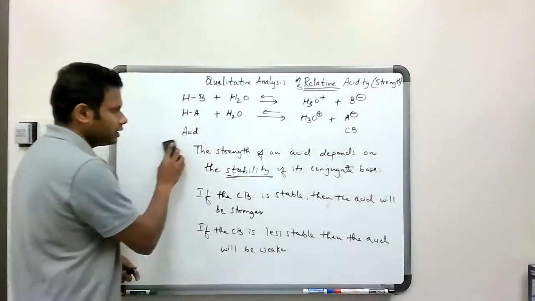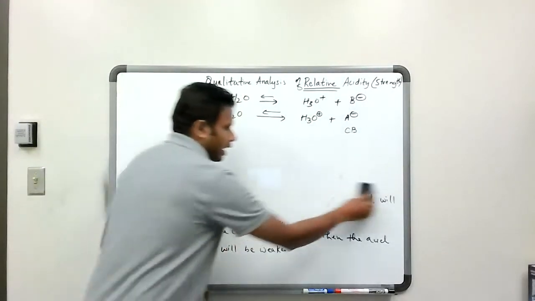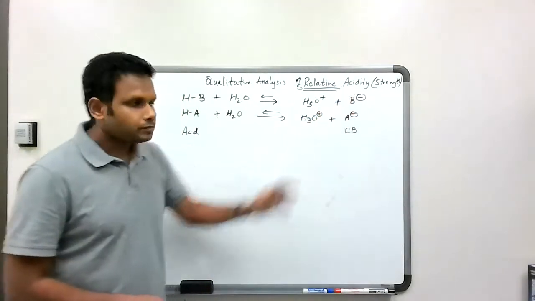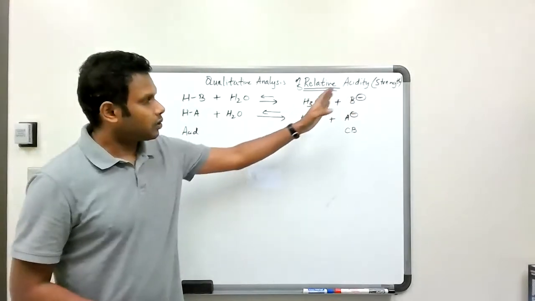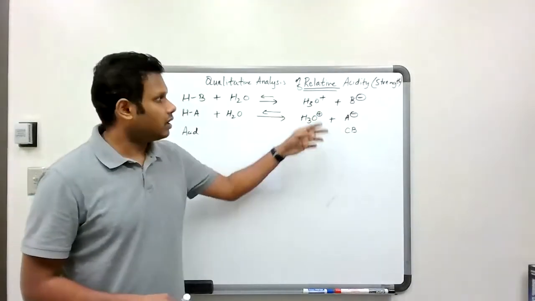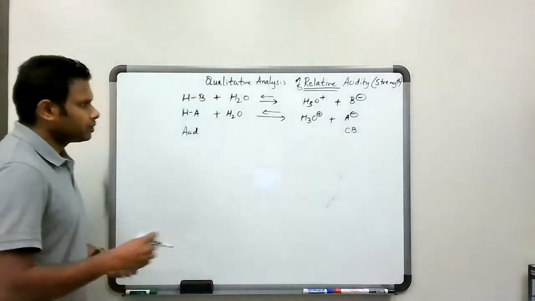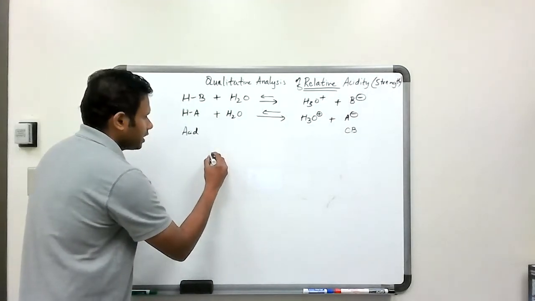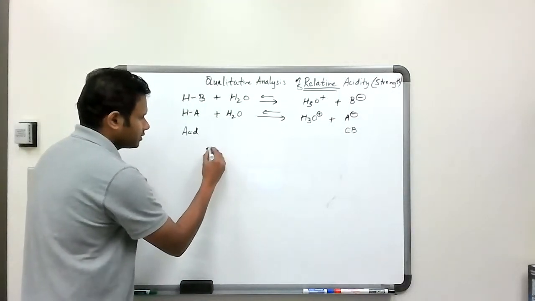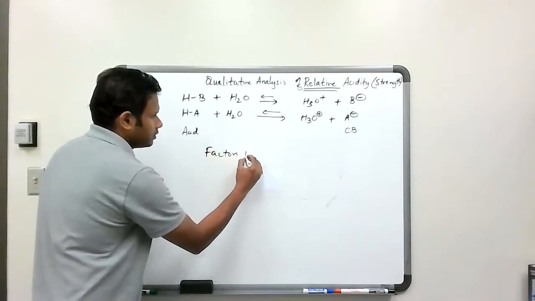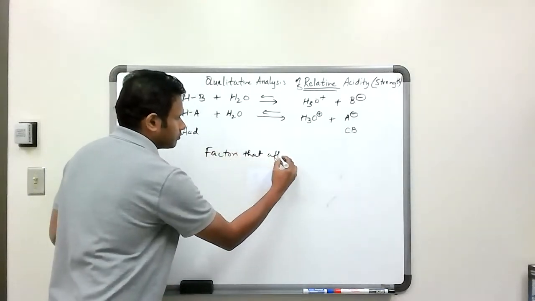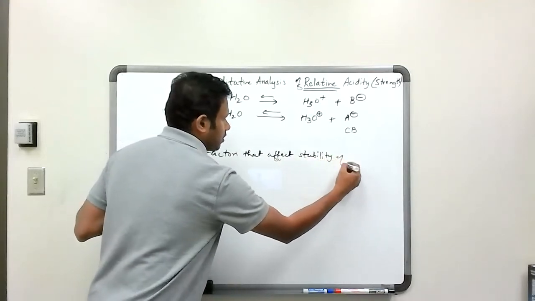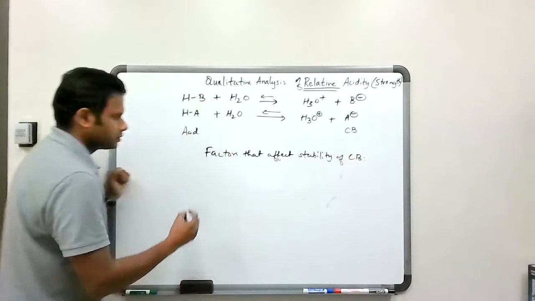So when we qualitatively analyze acid strength or acidity, the analysis is always based on the stability of the conjugate base. Now, how do we analyze the stability? What are the factors that affect the stability of the conjugate base?